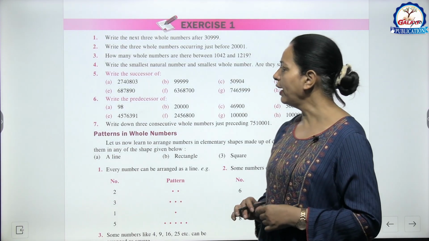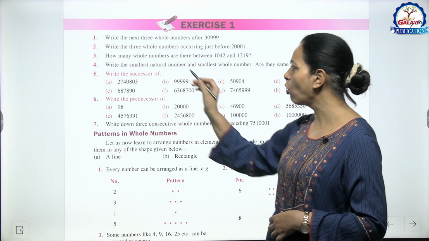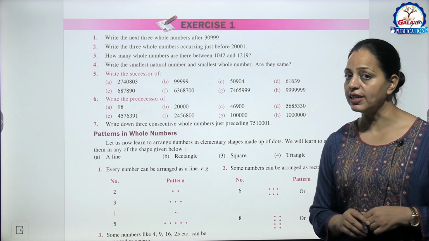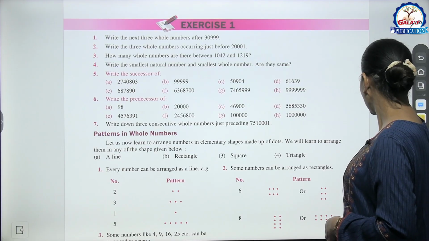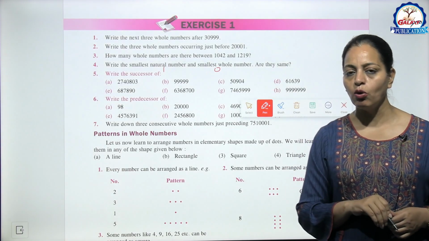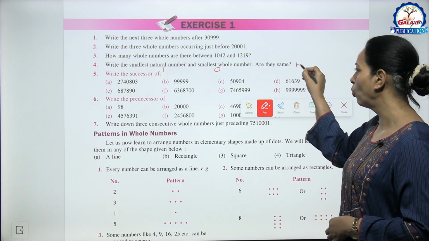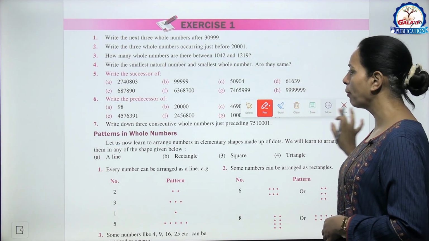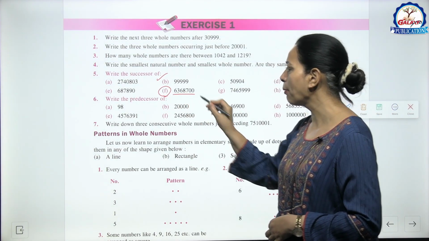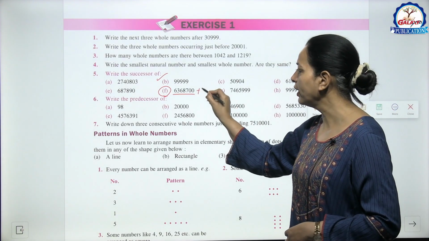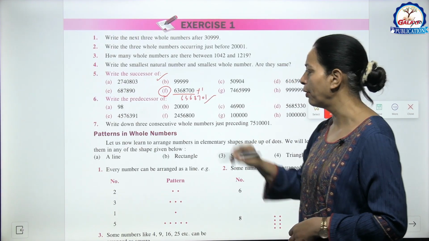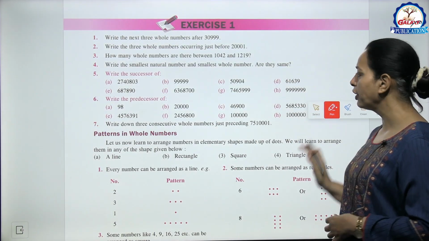Now here next, like the fourth question, write the smallest natural number and smallest whole number. Are they same? So what is the smallest natural number? That is 1, and smallest whole number is 0. Are they same? No, right? Now come to question number 5. Write the successor of, like F part, this number given, plus 1 कर देंगे, successor आ जाएगा. So you are getting this number. Okay. Similarly, you can try remaining parts.